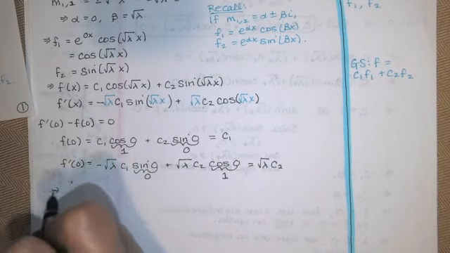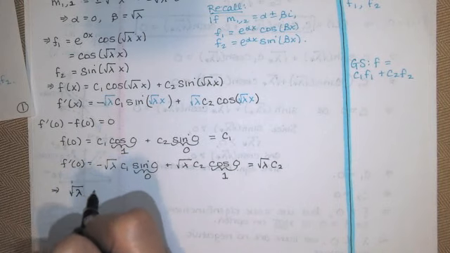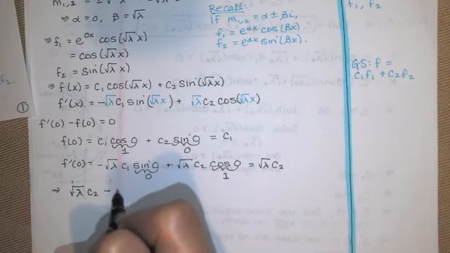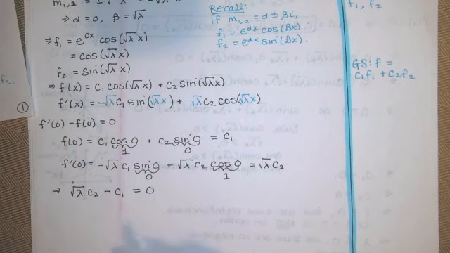So our condition is equivalent to this. F prime of 0 is the square root of lambda times c2. If we subtract f of 0 from that, which is c1, we should get 0. So we've got one equation with two unknowns. This tells us how c1 and c2 have to be related to each other. You can solve this for one of the constants in terms of the other.